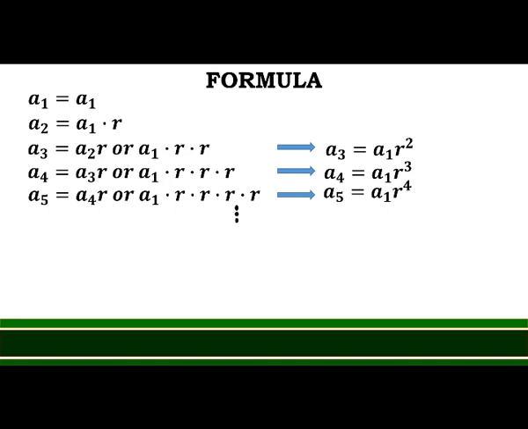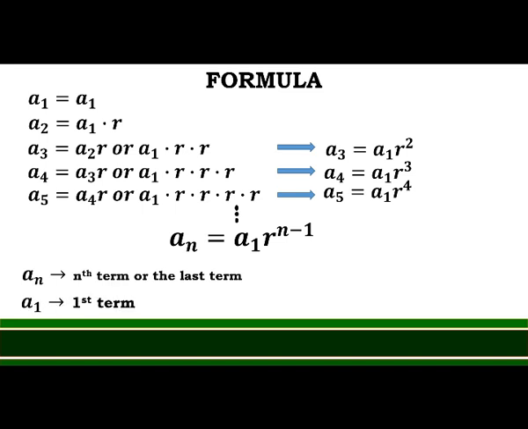So, ibig sabihin, pwede nating isulat na kapag hinahanap natin yung nth term or yung unknown, pwede siyang a sub n is equal to a sub 1 times r raised to n minus 1. For example, a sub 5 yung hinahanap natin. 5 minus 1 is 4. Where a sub n is the nth term or the last term of the sequence, a sub 1 is the first term of your sequence, n of course is the number of terms, and r is our common ratio.